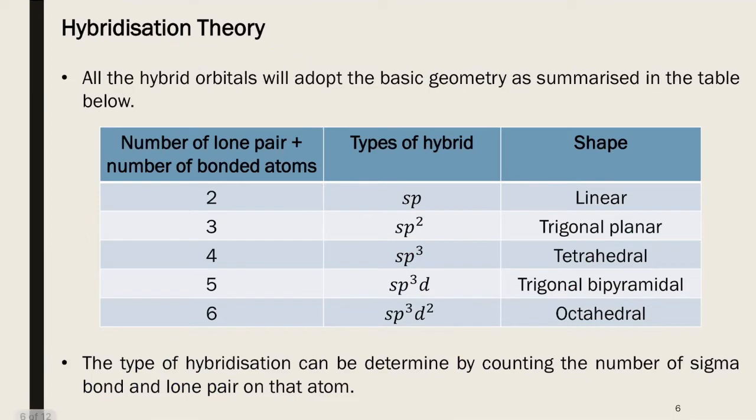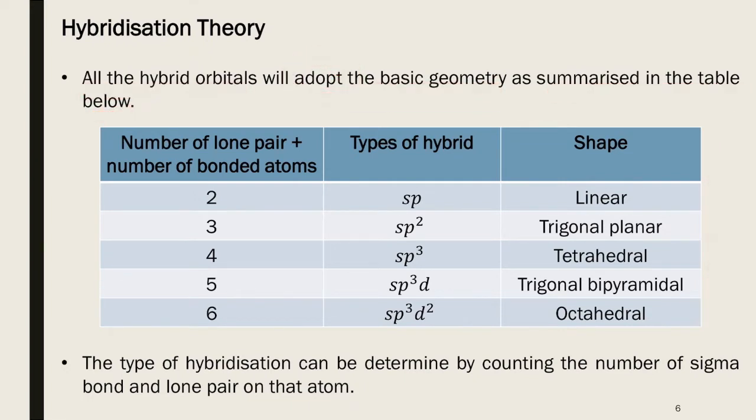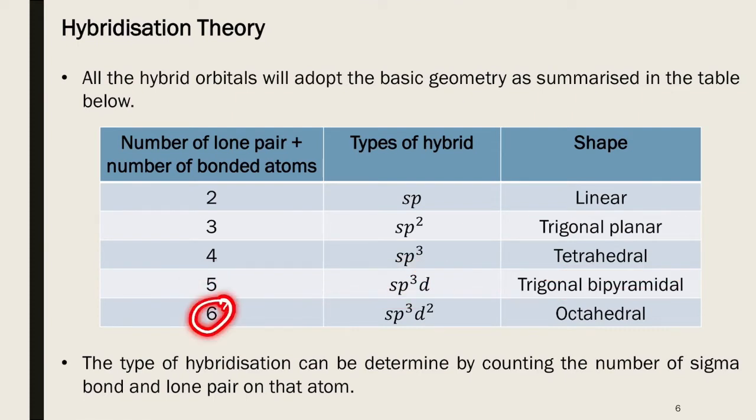So the table below is the summary of hybrid orbitals and their respective basic geometry. So when the number of lone pairs and bonded atoms is 2, the type of hybrid is sp and the shape will be linear. When the number of lone pairs and bonded atoms is 3, the type of hybrid is sp2 and the shape is trigonal planar. And so on and so on.